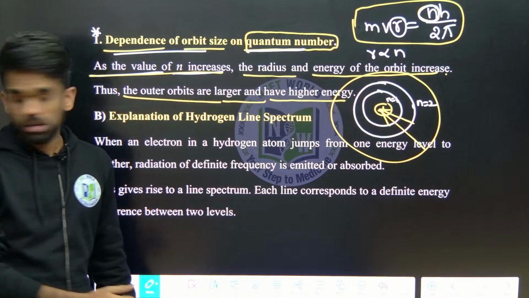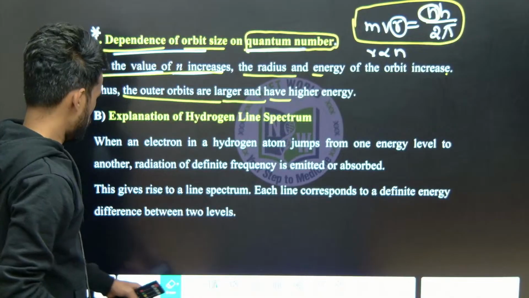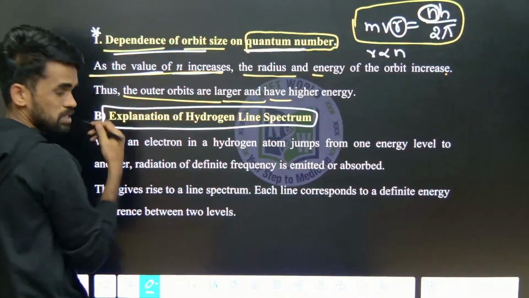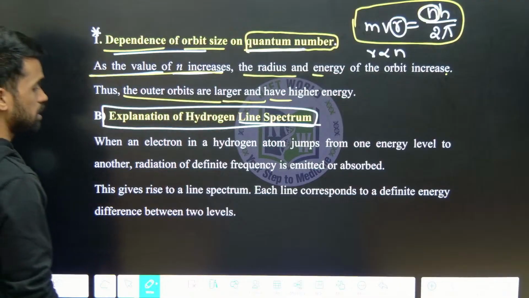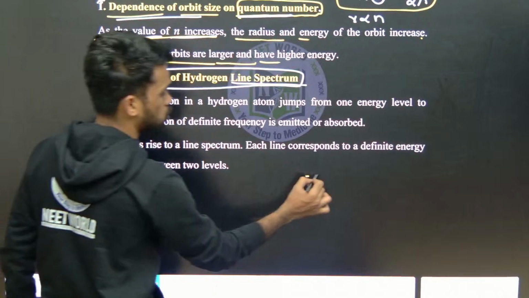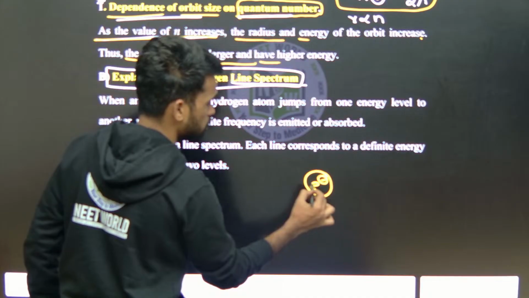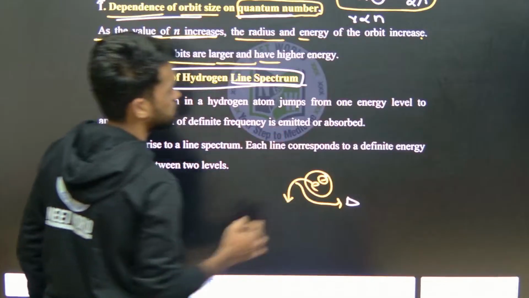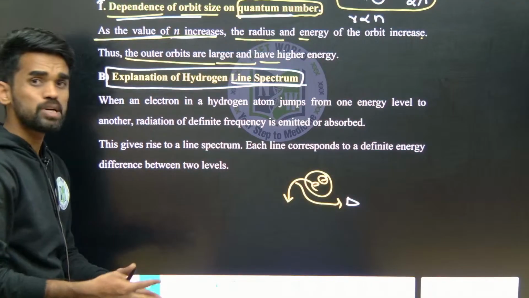Next, second point: explanation of the hydrogen line spectrum. Just now we discussed that if an electron jumps from a higher energy state to a lower energy state, it will emit some energy. That energy will be responsible for emission spectra.